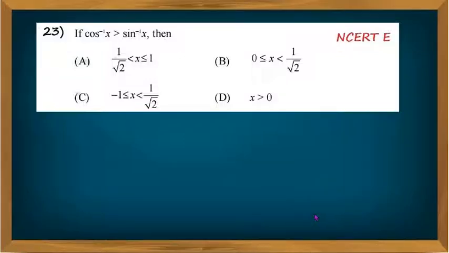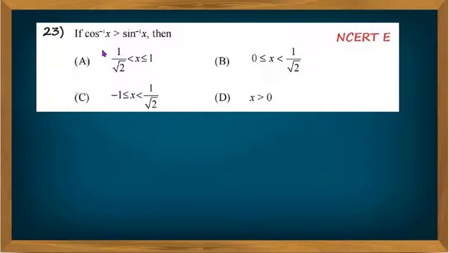Now, see this question. If cos inverse x is greater than sin inverse x, then which of the following is correct? Now, I will explain the graphical method of solving this question. If you know the graph of the function, you can analyze and interpret the answer very easily.